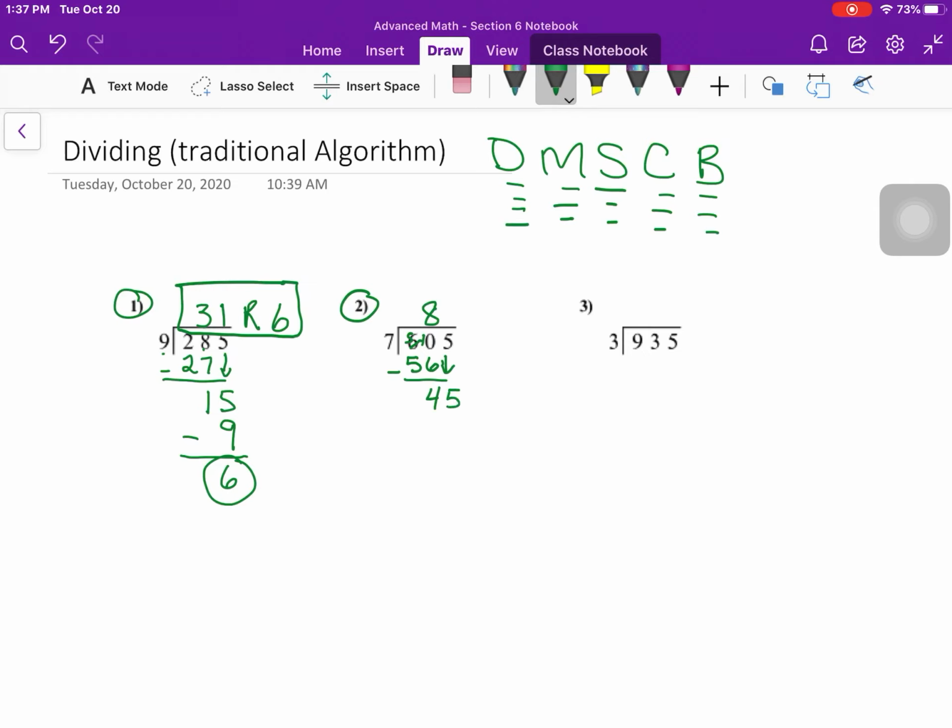So I divide. 7 goes into 45 6 times. I multiply. 6 times 7 is 42. I subtract 45 minus 42, and 5 minus 2 is 3. I check to make sure it's smaller than my divisor, 3 smaller than 7. And then I bring down, but there's nothing else to bring down. So my remainder is 3.